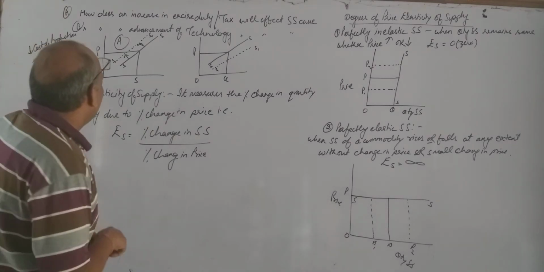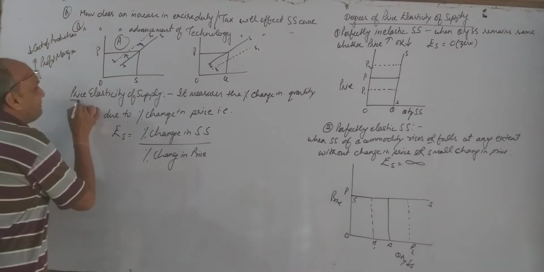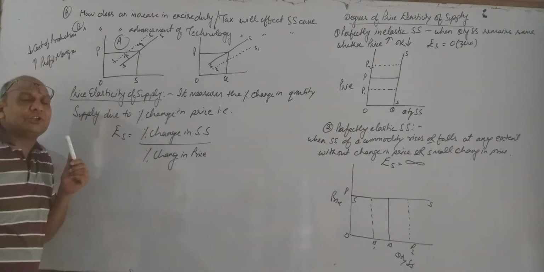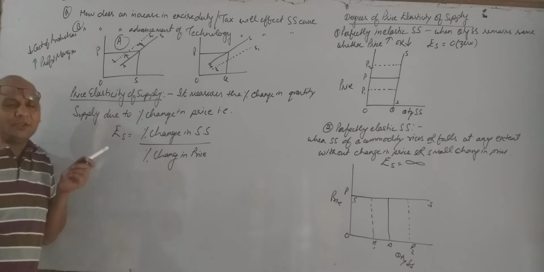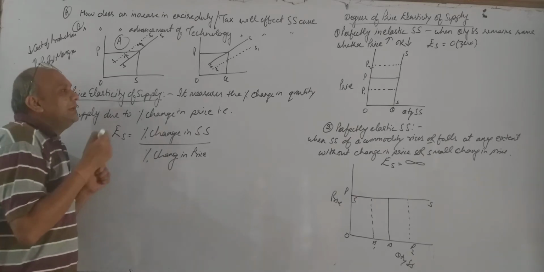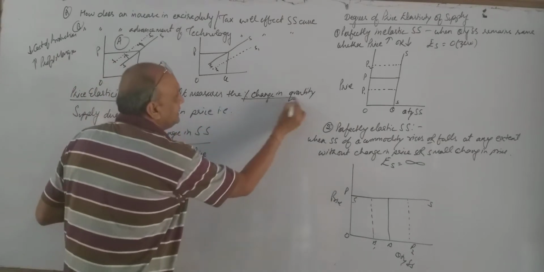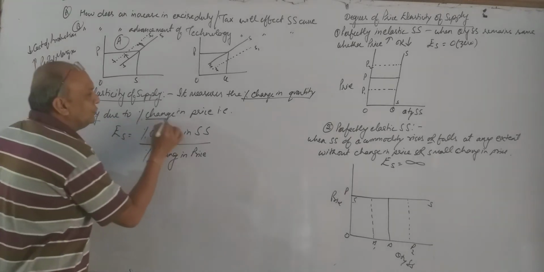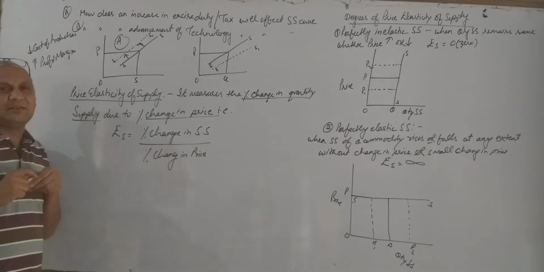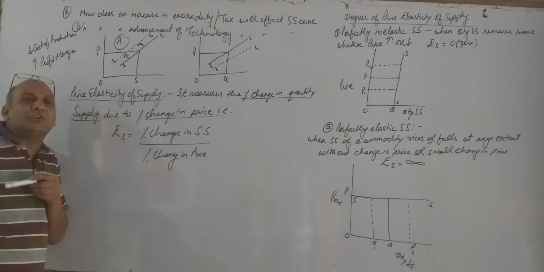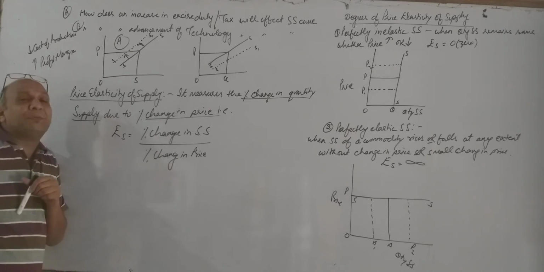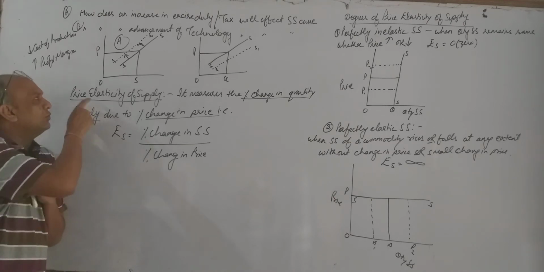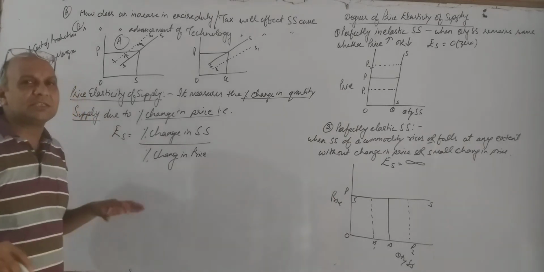Okay, now the next topic in this chapter on supply is price elasticity of supply. As we have discussed price elasticity of demand, it is similar to that. What is price elasticity of supply? It measures the percentage change in quantity supplied due to percentage change in price. If my price increases or decreases by 10%, how much percentage change is going to occur in supply? That is known as price elasticity of supply.